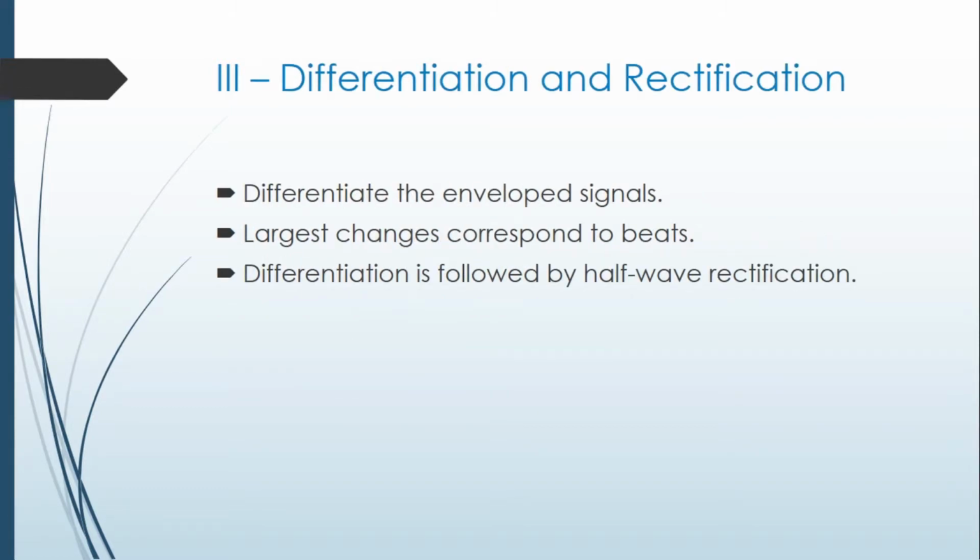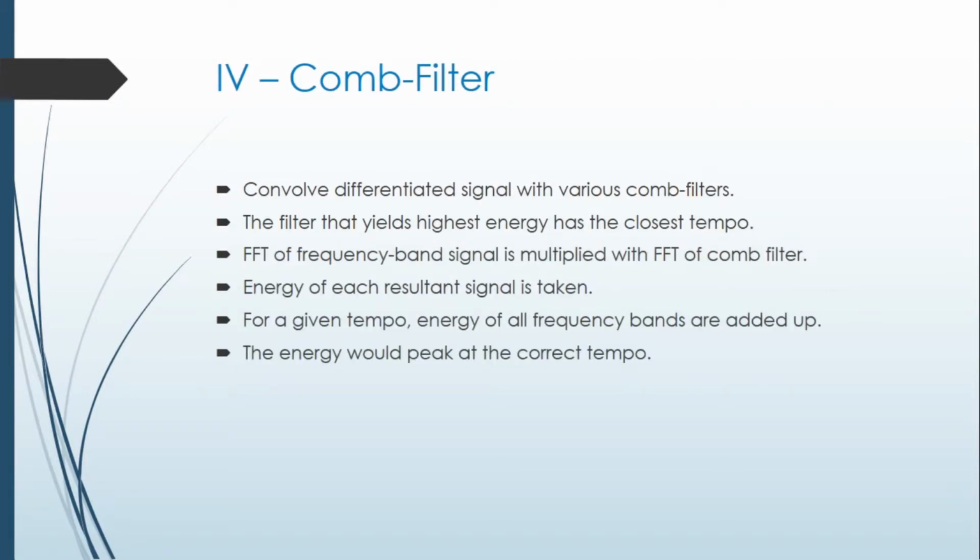We can differentiate the envelope signal to emphasize on a change in amplitude. Largest changes in amplitude correspond to beats because beats are simply a periodic emphasis of sound. This differentiation stage is then followed by a half wave rectification so that we can only see increases in sound. This is the final stage of the algorithm where a comb filter is used.